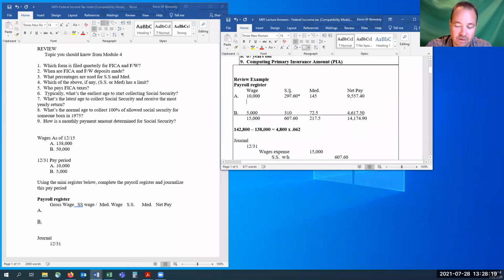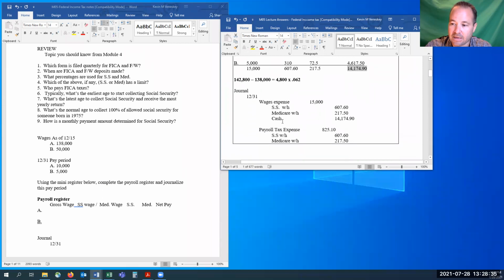And then for Social Security, when you take the $4,800 times 6.2, and this is the $10,000 times 1.45, didn't come anywhere near the cap. So hopefully you had a net pay of the $14,174. And this is the miniature little journal entry that would happen. Of course, there's a lot of items left off, but just from the basic information that we were given about FICA taxes, this is what it would look like.